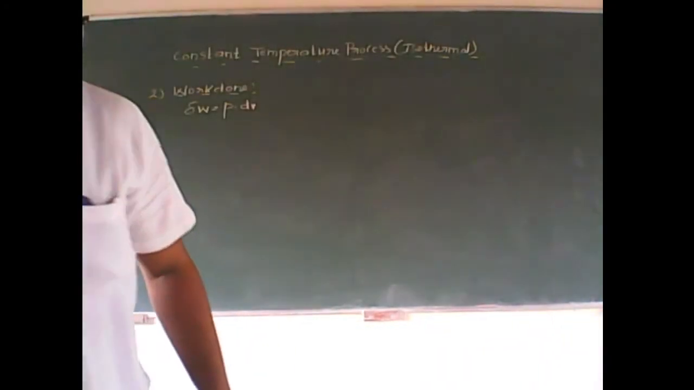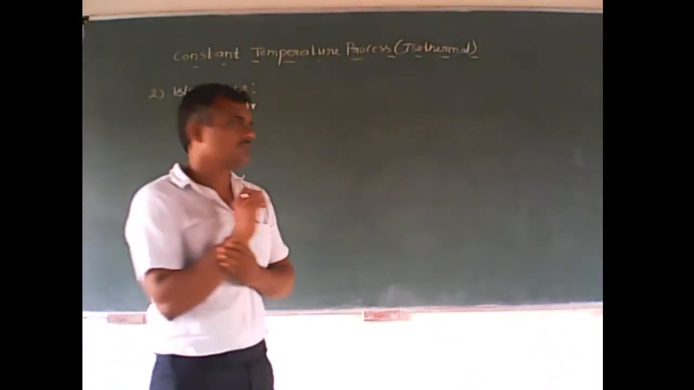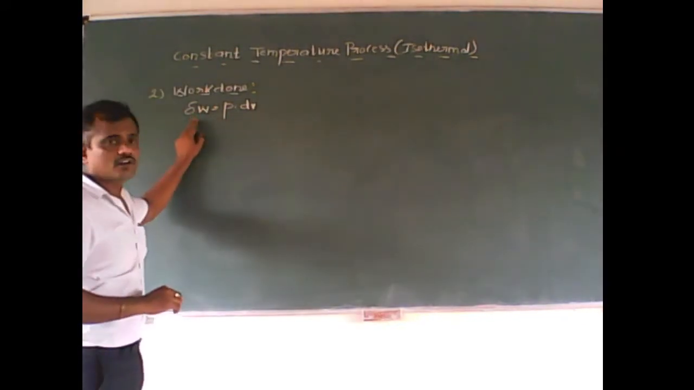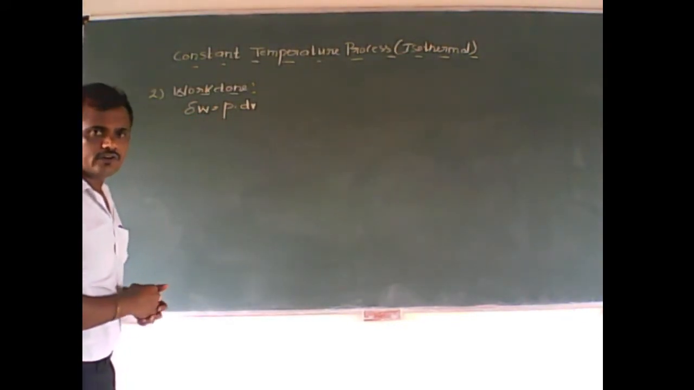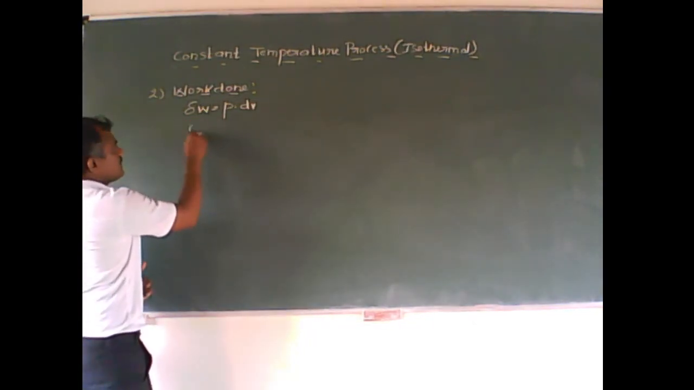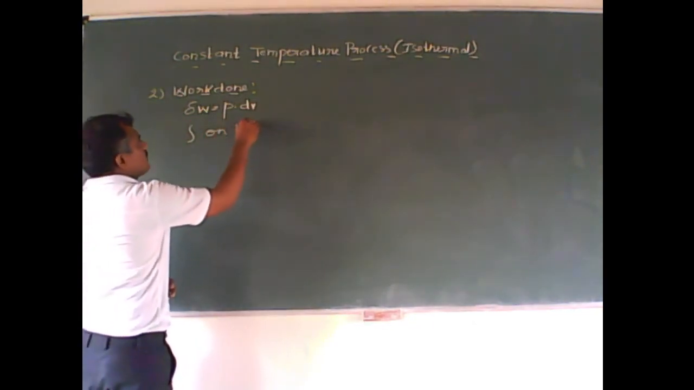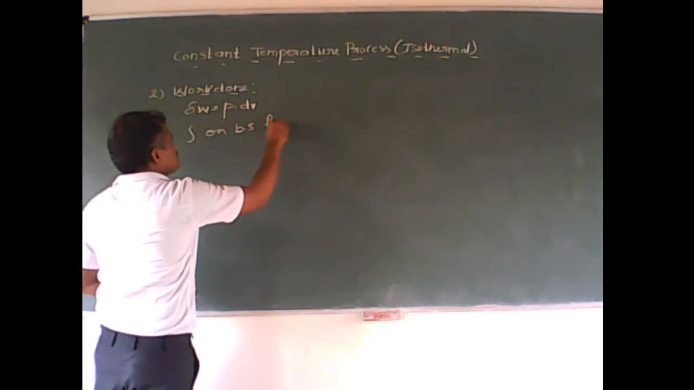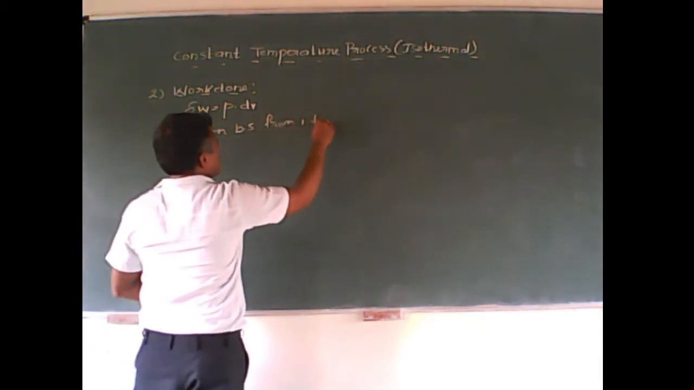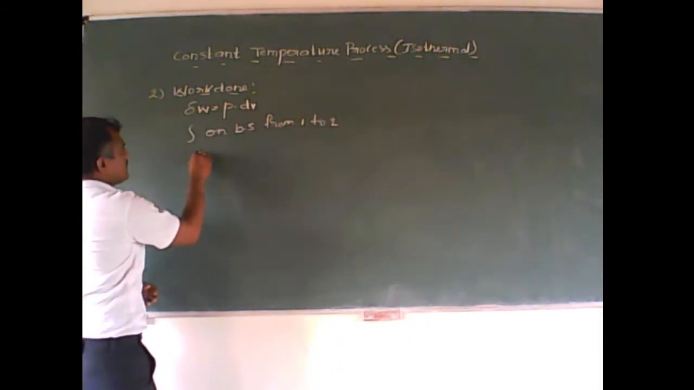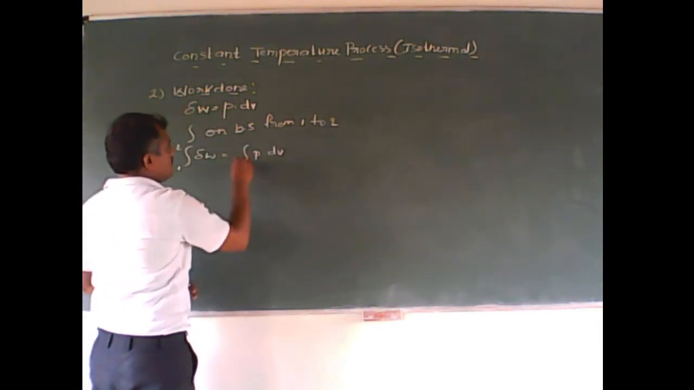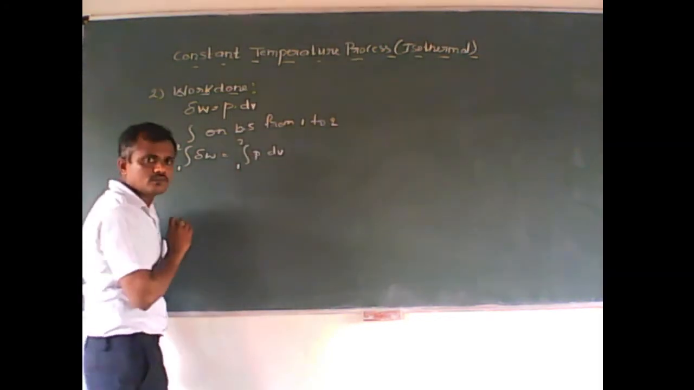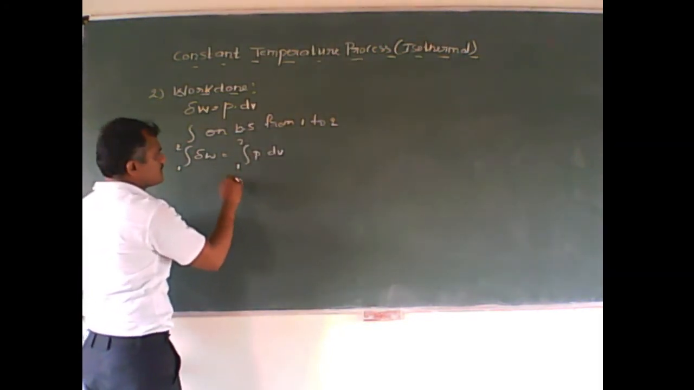So let me move on to this. Please concentrate. The general expression for work done is delta W equals P dV. If you integrate on both sides from 1 to 2, what do we get? Delta W from 1 to 2 equals the integral of P dV from 1 to 2. So this P is a constant, and I would like to take it outside.